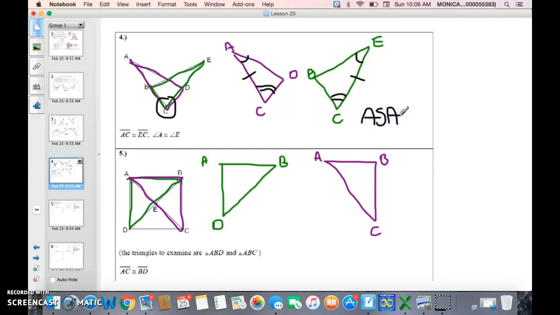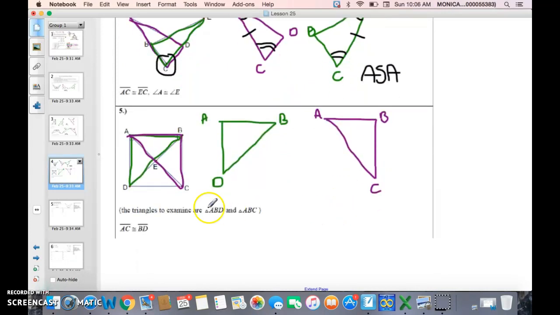Like so. All right. When I first looked at this picture, I saw so many triangles, but this told me the 2 that we're going to examine are here. So I went ahead and pulled those out. I could mark this up with a right angle, and I can mark this one up with a right angle. And then I can also mark that AC, which is here, is going to be congruent to BD.